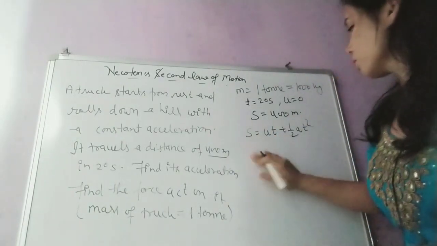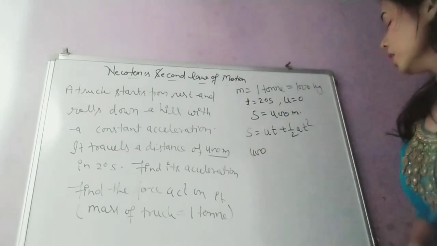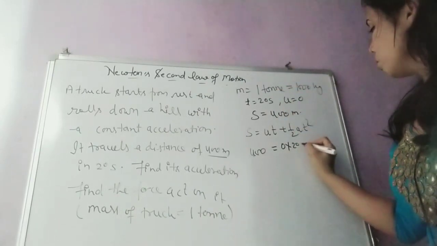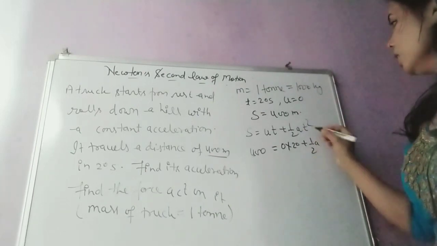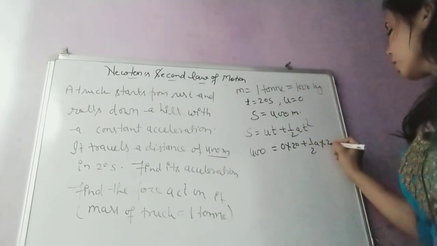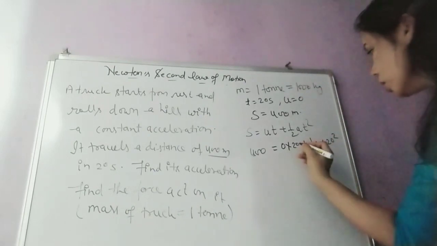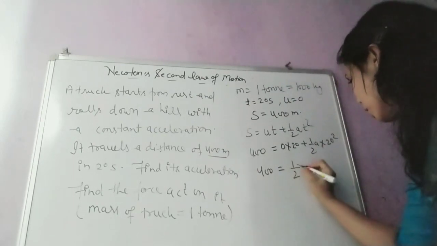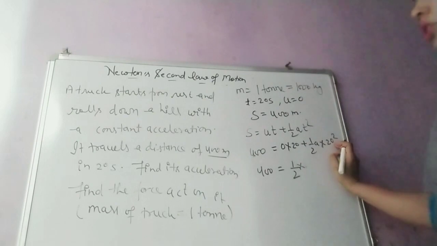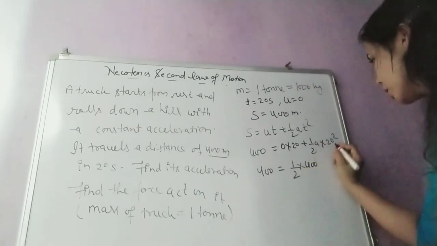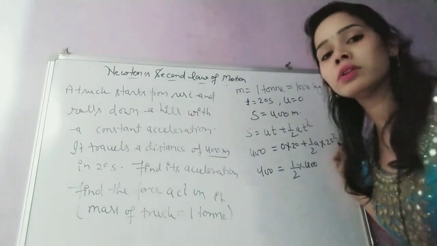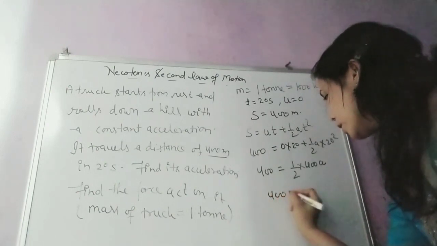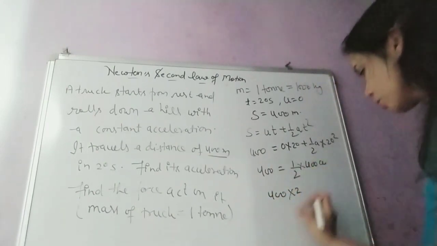Now s is 400, and u equals how much? 0 into t, 20, plus half a, which is the unknown quantity, and t square means 20 square. Now this term is 0, so 400 equals 1 by 2 into 20 into 20, that is 400, into a. So you will multiply it: 400 into, cross multiplication, 2, and this 400 will come in divide.